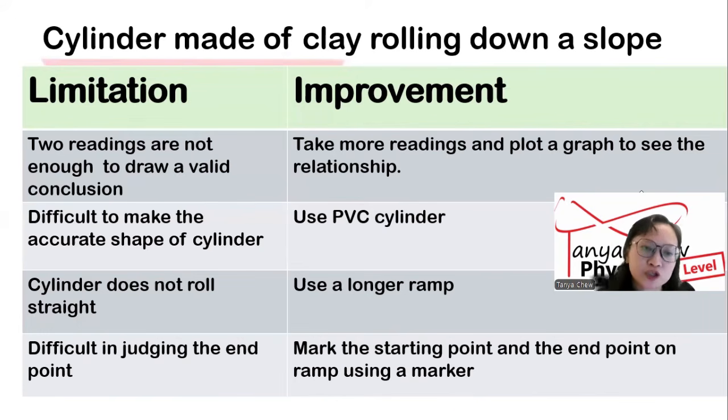And the last limitation could be the difficulty in judging the end point of where the cylinder stops rolling. Improvement is that you use a ramp, right? You could mark the starting point and the end point on the ramp using a marker. And then you just place the cylinder on the starting point, and when the cylinder reaches the end, you just stop it.